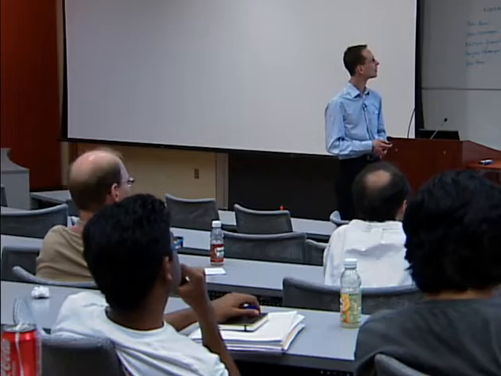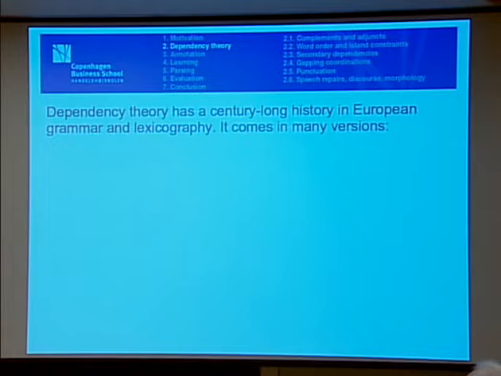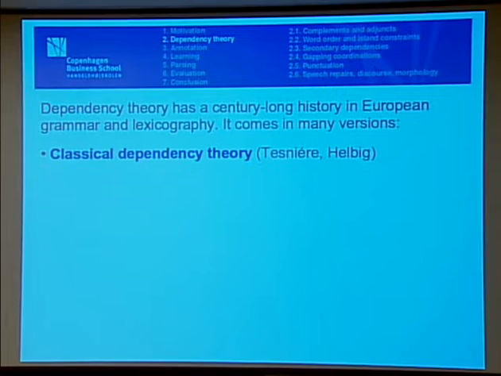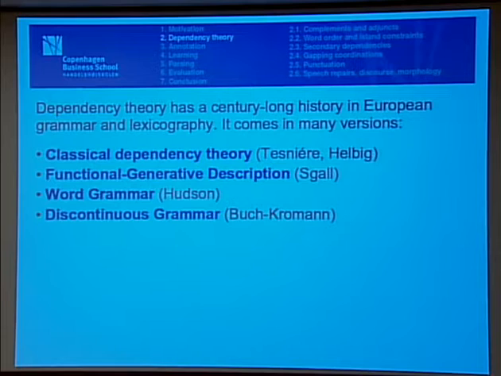So let me talk a little bit about dependency theory, which is the topic that Keith really wanted me to talk most about today. It has a century-long history in European grammar and lexicography, and it comes in many versions. There's a classical dependency theory by Tesnière and Helbig. There's a functional generative description by Sgall and colleagues. There's word grammar by Hudson. I've created my own dependency framework called discontinuous grammar, which is specifically designed with this kind of processing in mind. And then there are many other dependency frameworks.